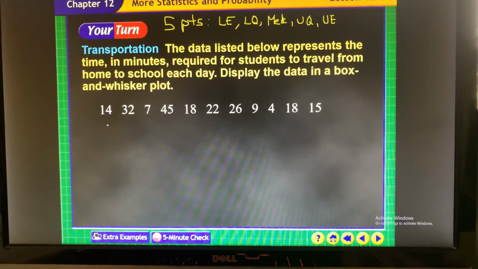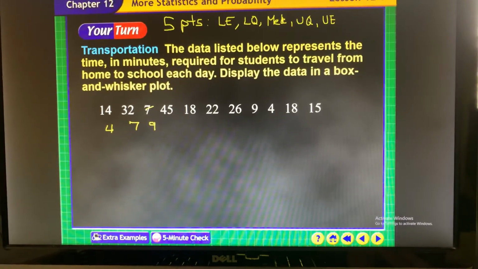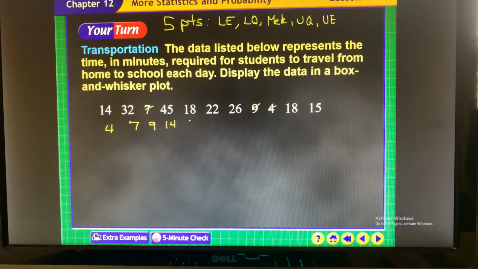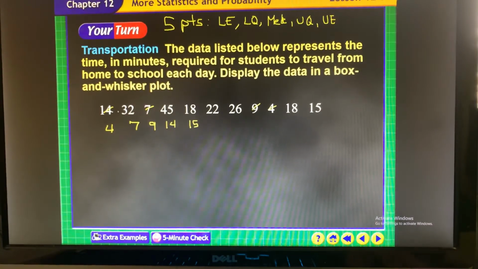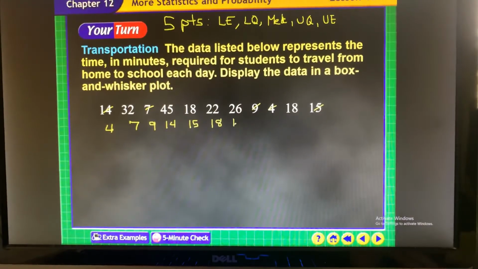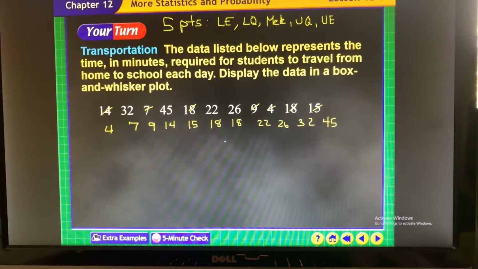So here we go. We have 4, 7, 9. Let's see. Looks like 14, 15. Notice I'm writing them underneath so I can keep track that I'm not missing any. 18 is twice. Then I have 22, 26, 32, and 45. Whew. So I want to find my 5 points right away.